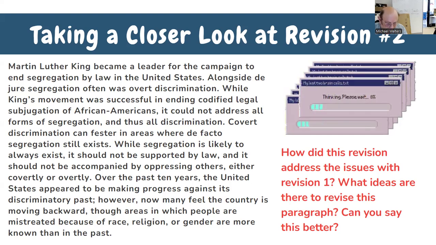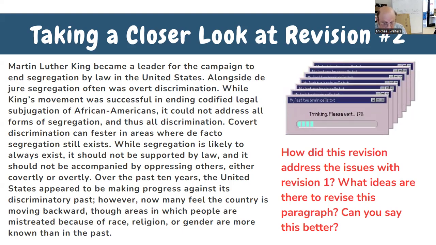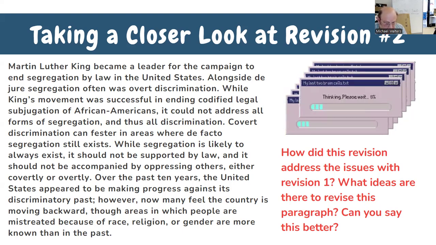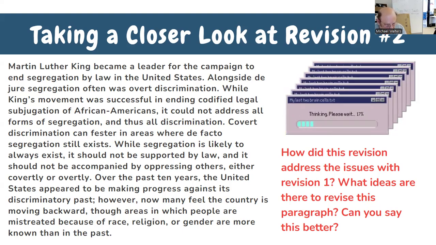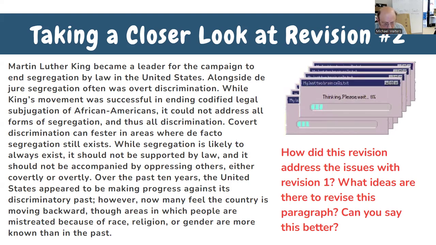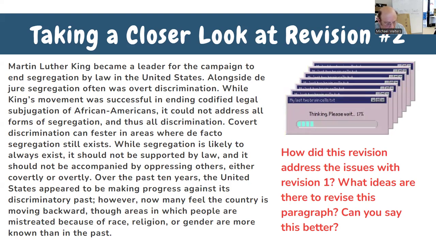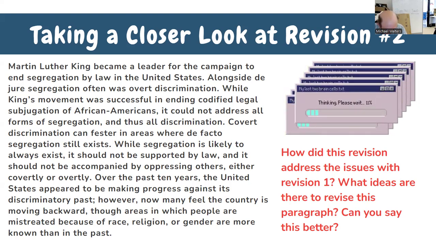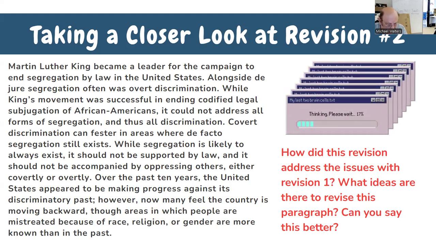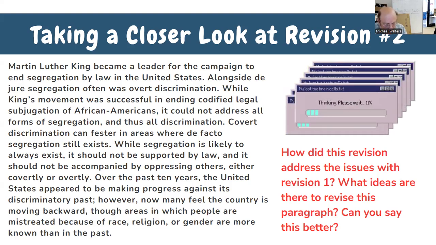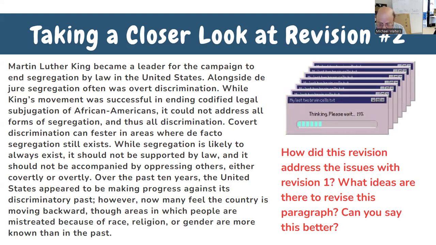Covert discrimination can fester in areas where de facto segregation still exists. While segregation is likely to always exist, it should not be supported by law, and it should not be accompanied by oppressing others, either covertly or overtly. Over the past 10 years, the United States appeared to be making progress against its discriminatory past. However, now many feel the country is moving backward, though areas in which people are mistreated because of race, religion, or gender are more known than in the past.